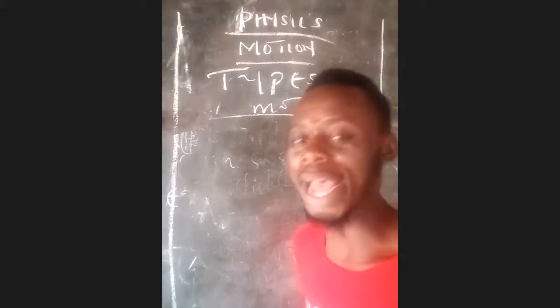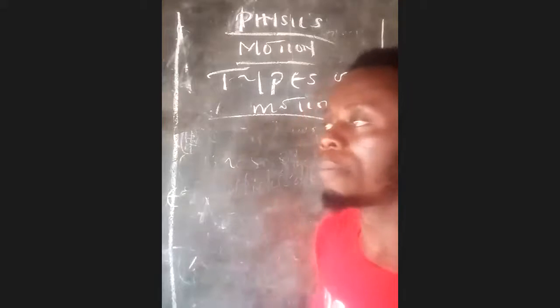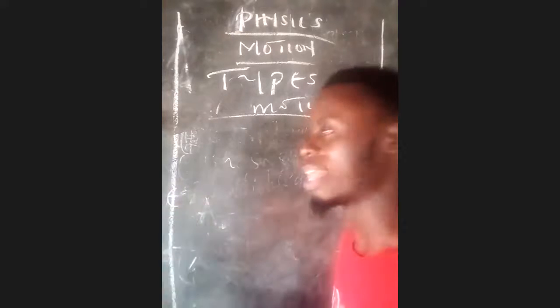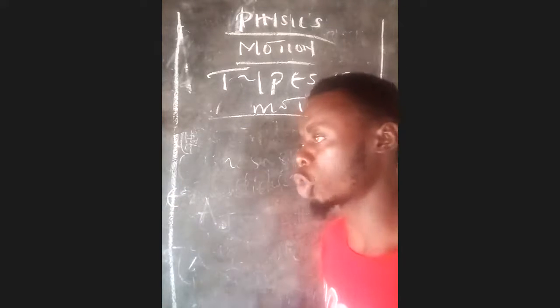When you throw a feather up, you see how it moves. It moves in a nonlinear manner, and that kind of motion is random motion.